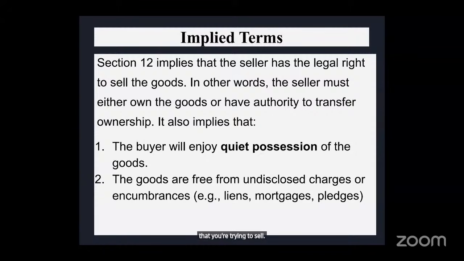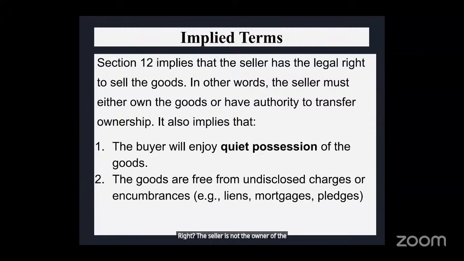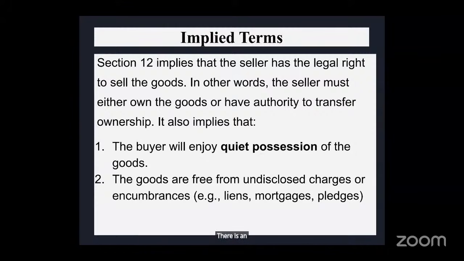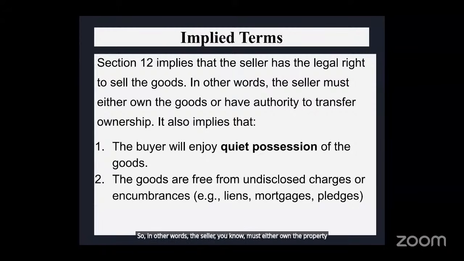If you are not the owner, then there is an implied condition that you must be the owner, that you must have good title. What that means is that if parties enter into a contract and it turns out that the seller does not have good title, right? The seller is not the owner of the property. Maybe the seller is also borrowing it, or somehow, the seller is not the owner. There is an implied condition with respect to that. And you know that we've talked about conditions, right? Conditions are those important terms that entitle the innocent party to repudiate the contract. So it is an important term that parties must only sell what they have. In other words, the seller must either own the property or have authority to transfer ownership.